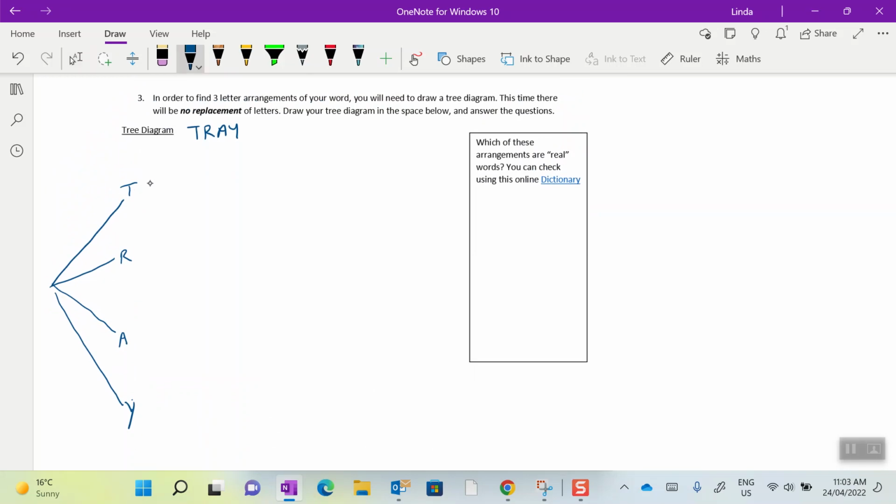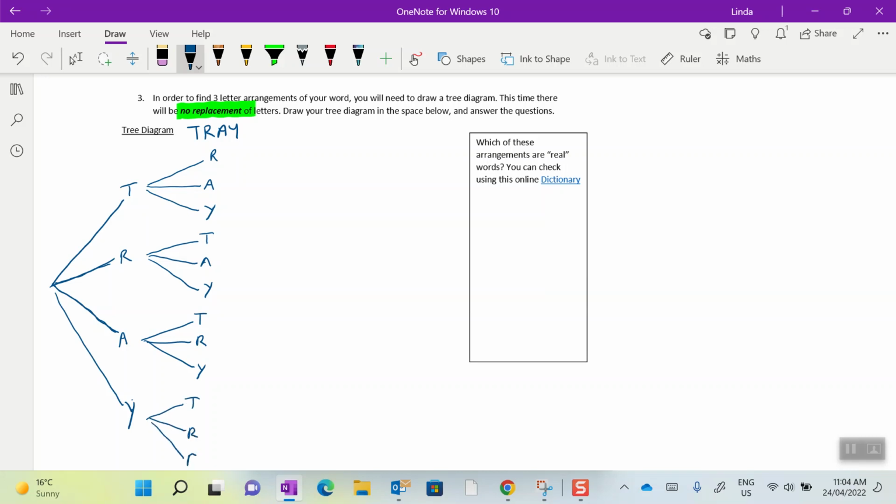If the first letter was T, the second letter can either be R, A, or Y. It can't be T because we were told in the question there's no replacement of letters. If the first letter was R, then my next possibilities are T, A, and Y. If the first letter had been A, my possibilities are T, R, and Y. And if the first letter was Y, it could be T, R, and A. Now, if you find there's not enough room on the sheet for this, feel free to put another sheet on the back of the paper.